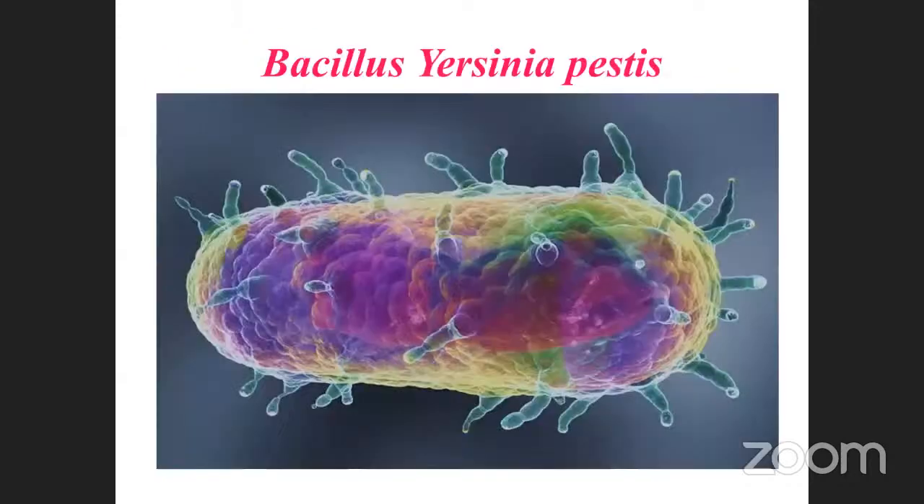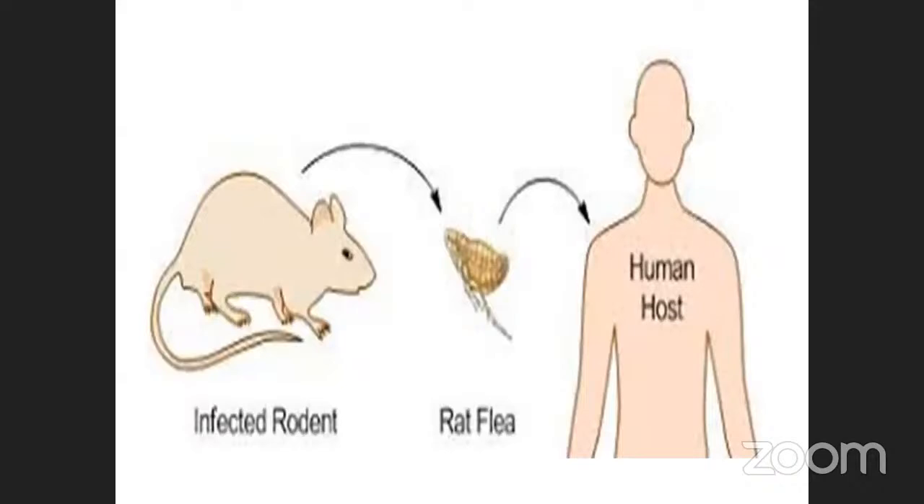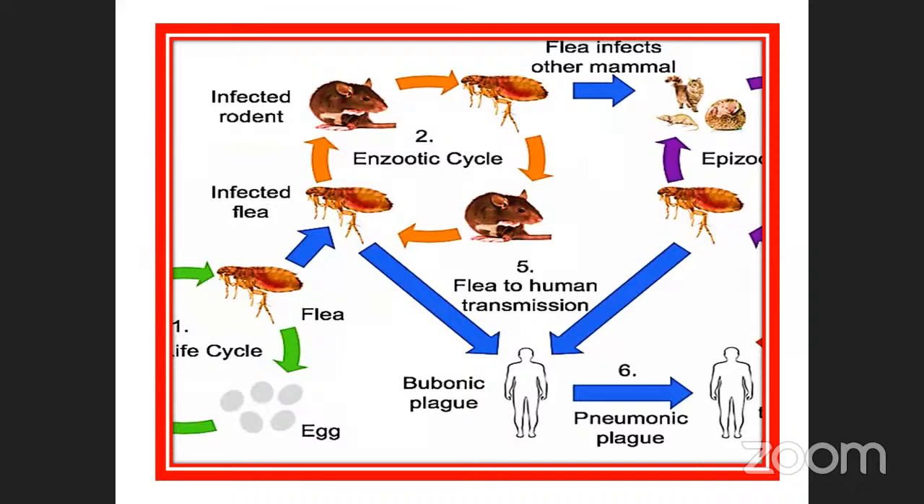So this is the structure of Bacillus Yersinia pestis. See the structure, bacillus, otherwise called rod shaped. So this is the structure. How will it be? See here, the infected rodent introduces rat fleas, which also reach the human host. As a result, humans are also affected. Okay, see, these are the things.